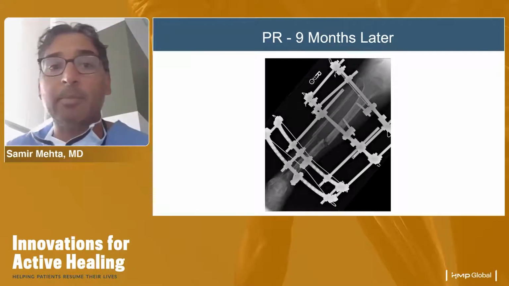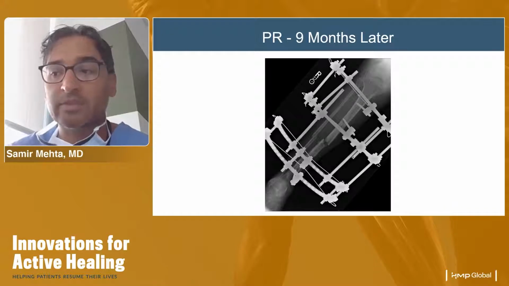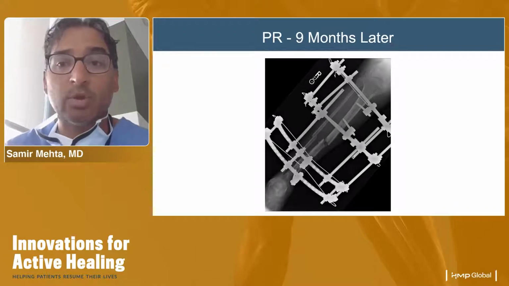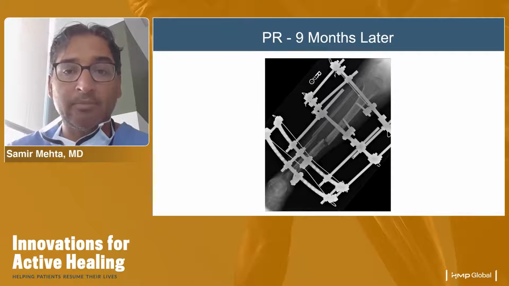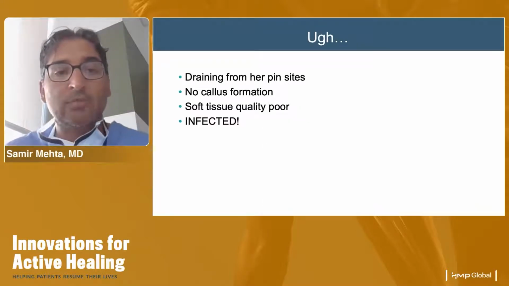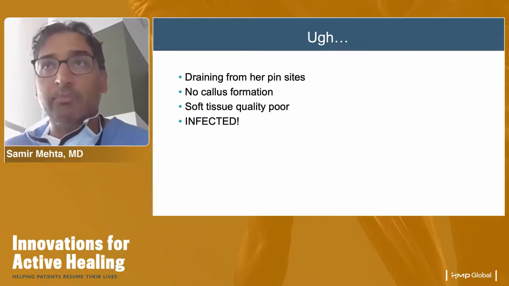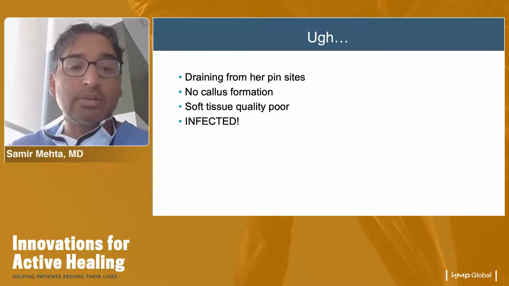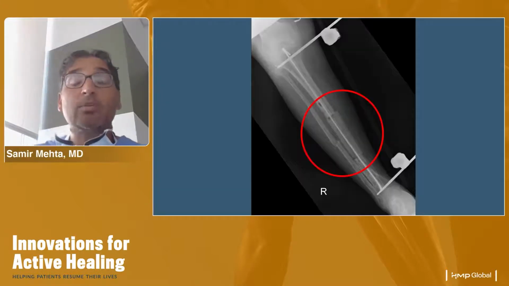So this is really complicated now. It went from being a relatively benign issue to a much more complex issue, and becomes a little more risky. She's drained from her pin site. She has no callus formation, and her soft tissues look really poor at this point as well. And she's clearly infected. So we take her back to the operating room.